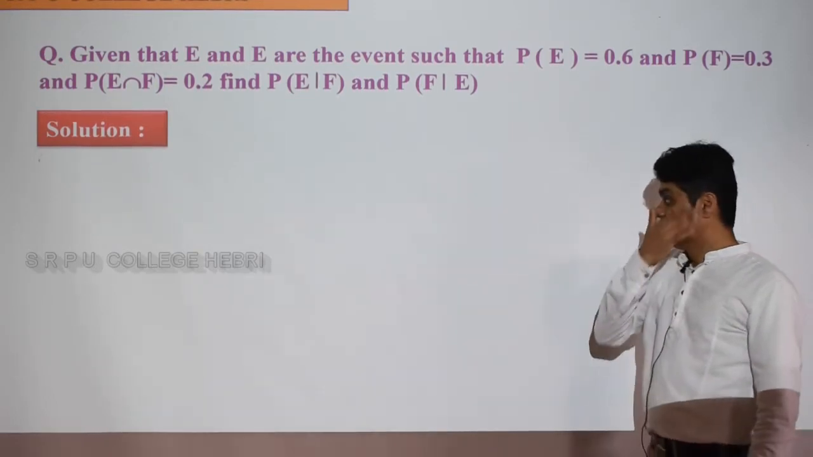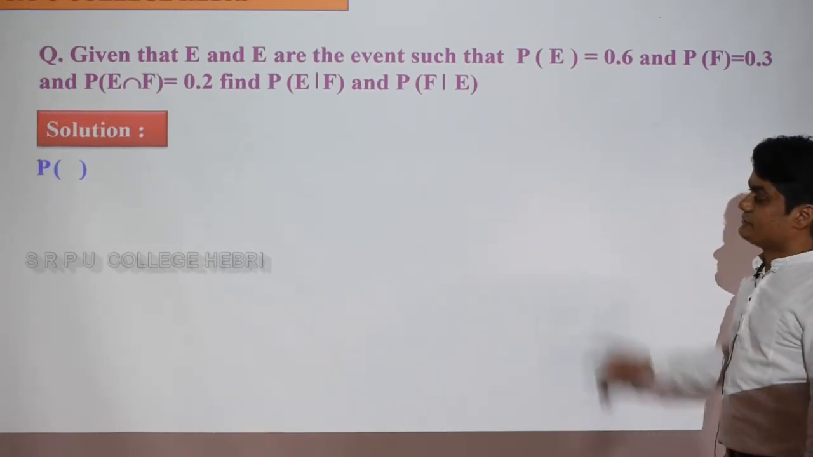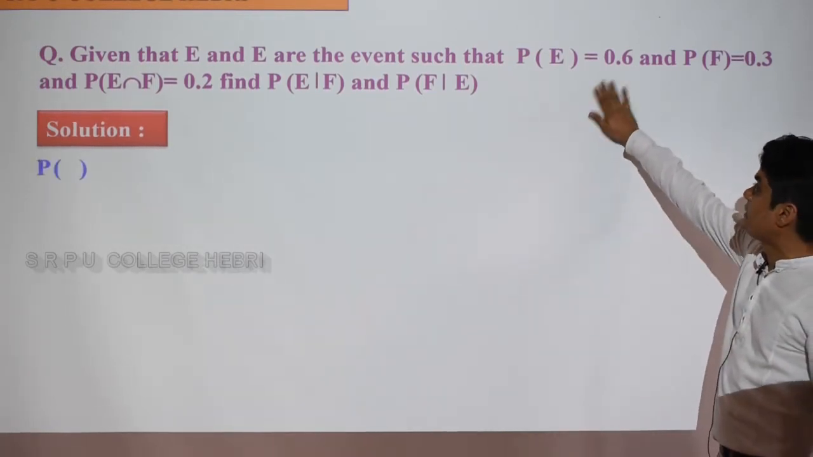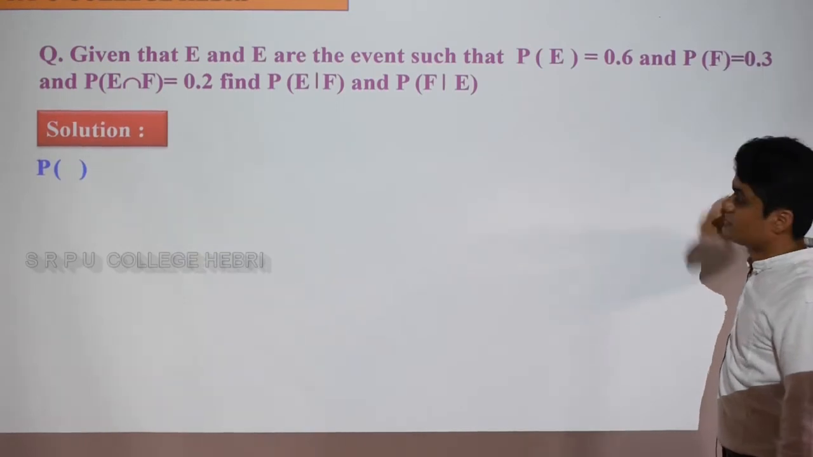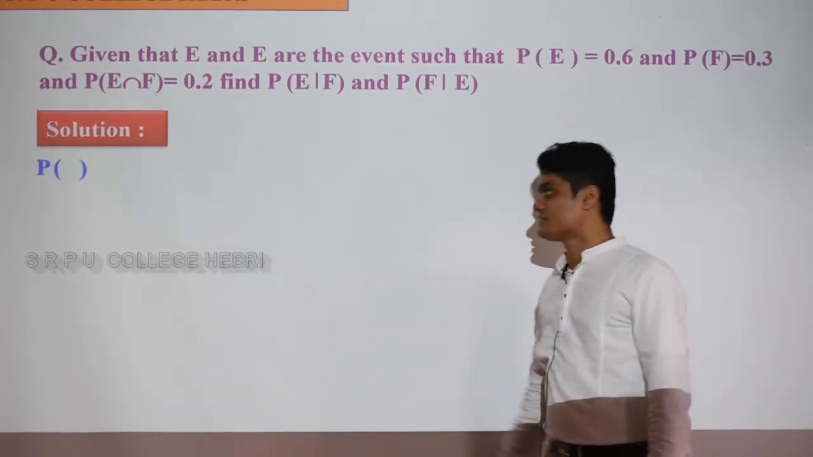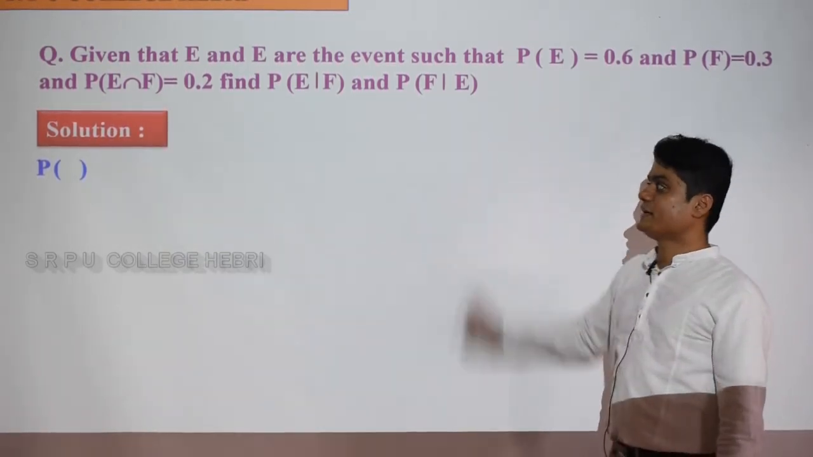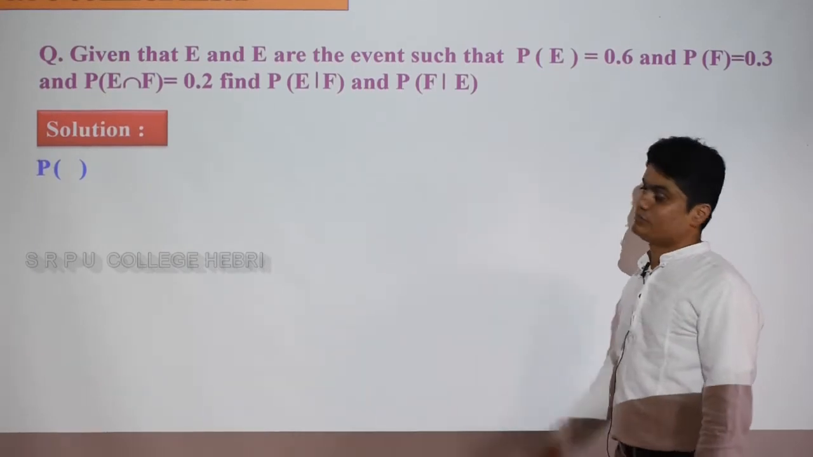Given that E and F are events such that probability of E is equal to 0.6, probability of F is equal to 0.3, probability of E intersection F is equal to 0.2. So find probability of E given F and probability of F given E.